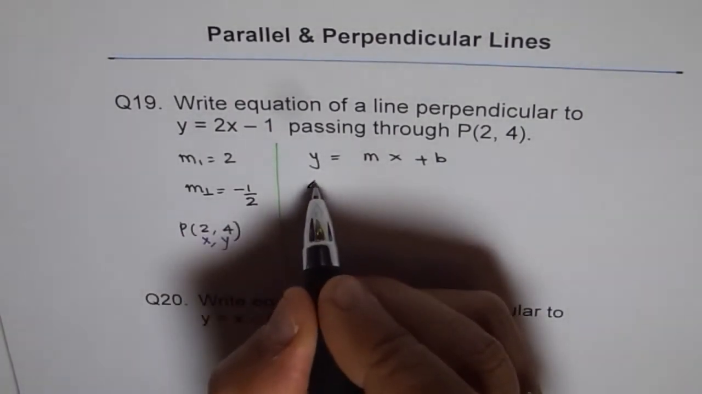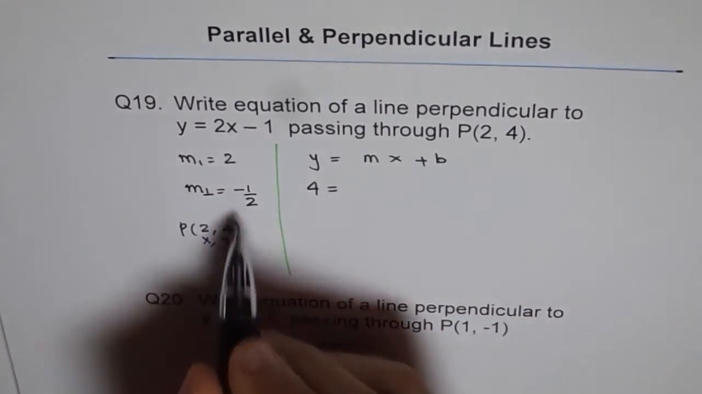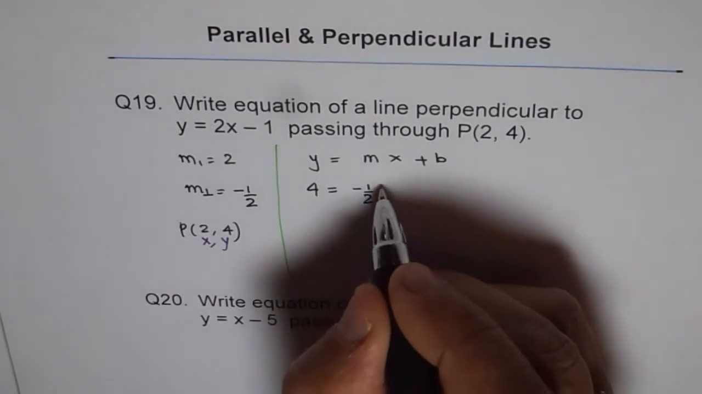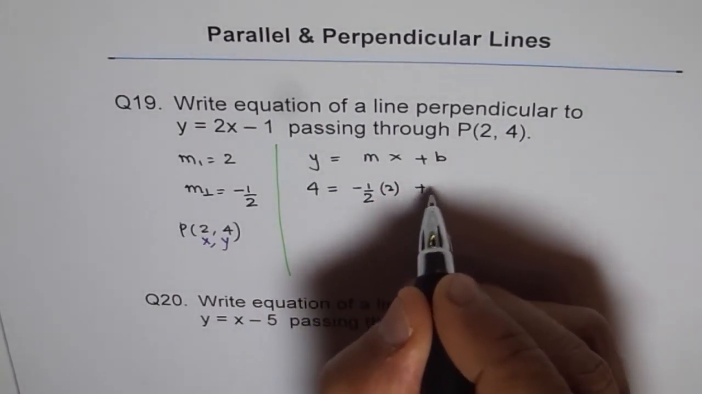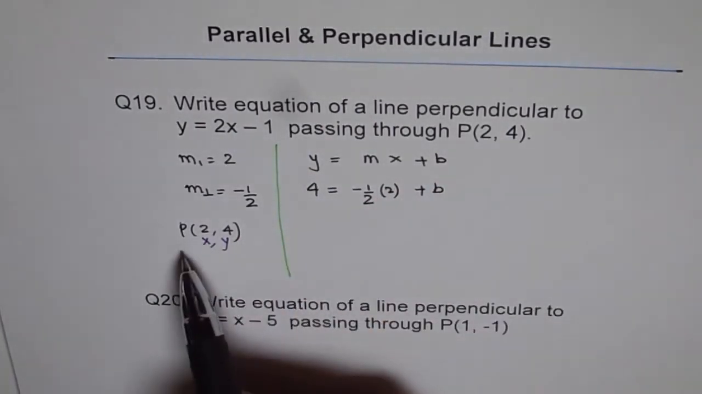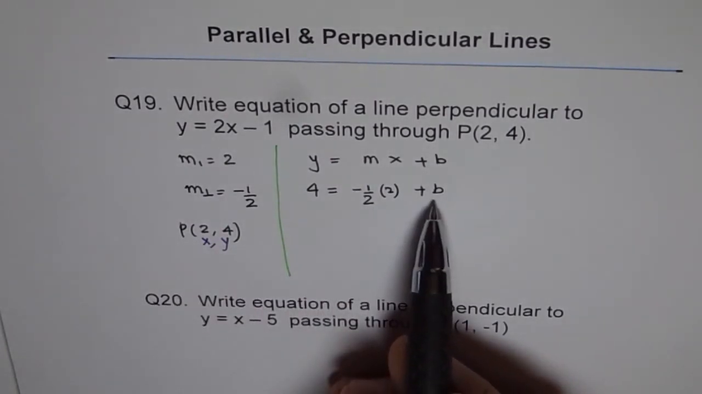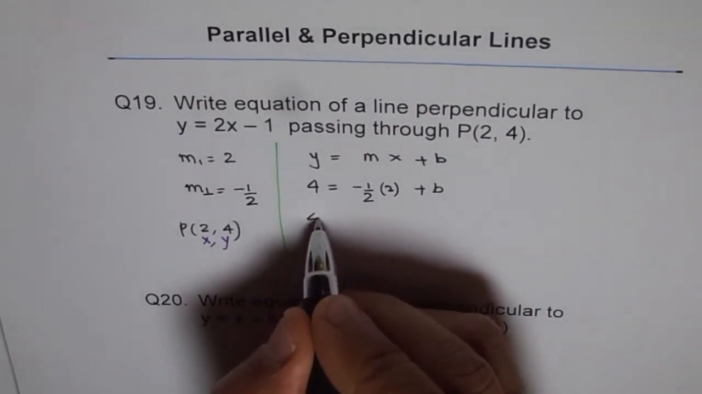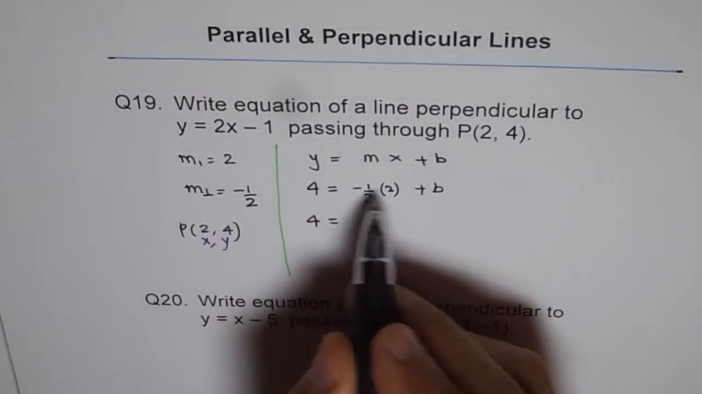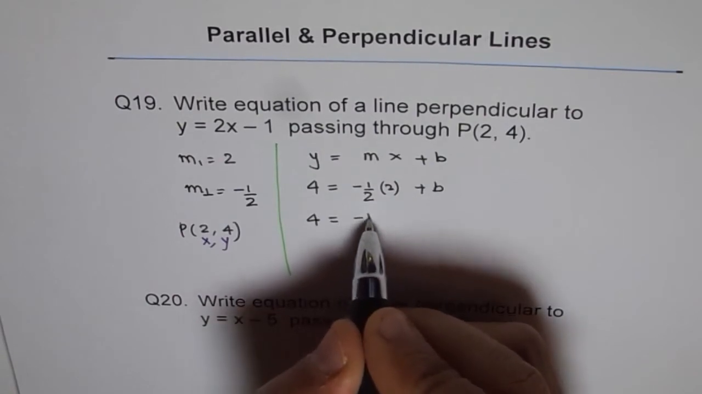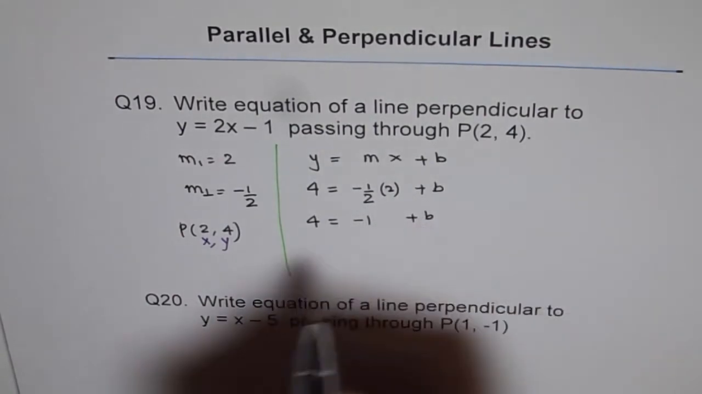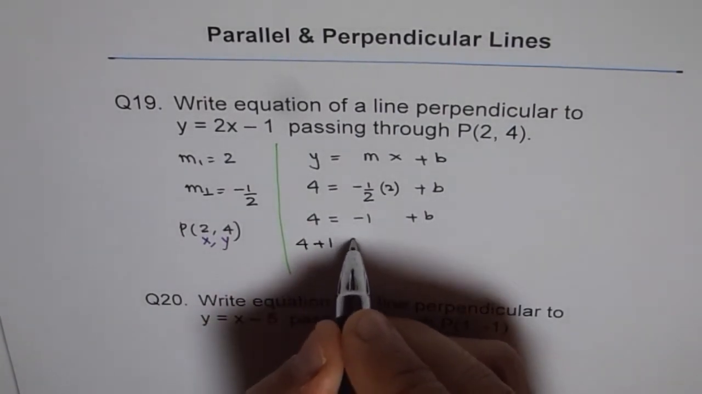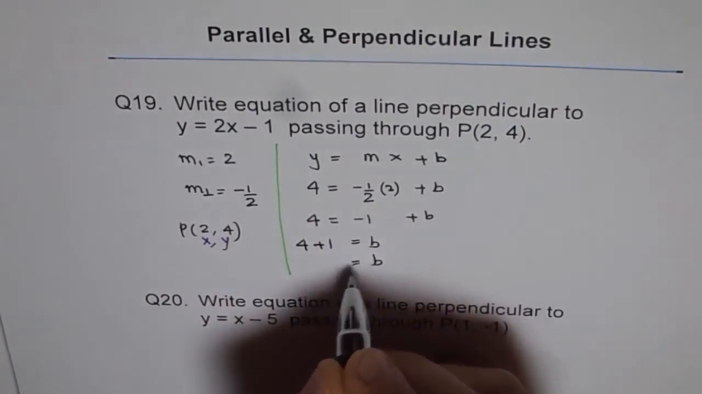So we'll write 4 here for y equals slope is minus half, that is m, x is 2, so I'll write 2 here for x, plus b. So once we substitute these points, we can find b, right? The only variable in this is b. Let's solve. We have 4 = -2 divided by 2 gives me -1, plus b, right? Now from here I can take -1 to this side, so I get 4 + 1 = b, or we say b = 5.